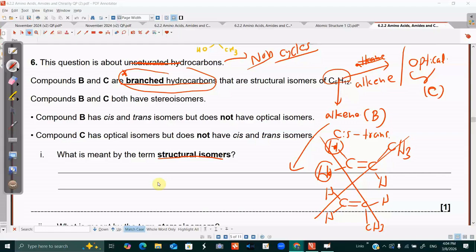Because it says compound C doesn't have cis-trans isomers but has optical isomers. Okay, optical isomer is okay. C answer is okay. You are fine. B answer: I just didn't really figure out the compound. Oh yeah, sorry, I think I labeled it wrong. It was supposed to be compound B. Compound B, compound C, right? Your compound C is okay. Okay, what is compound B then? Can you figure it out?